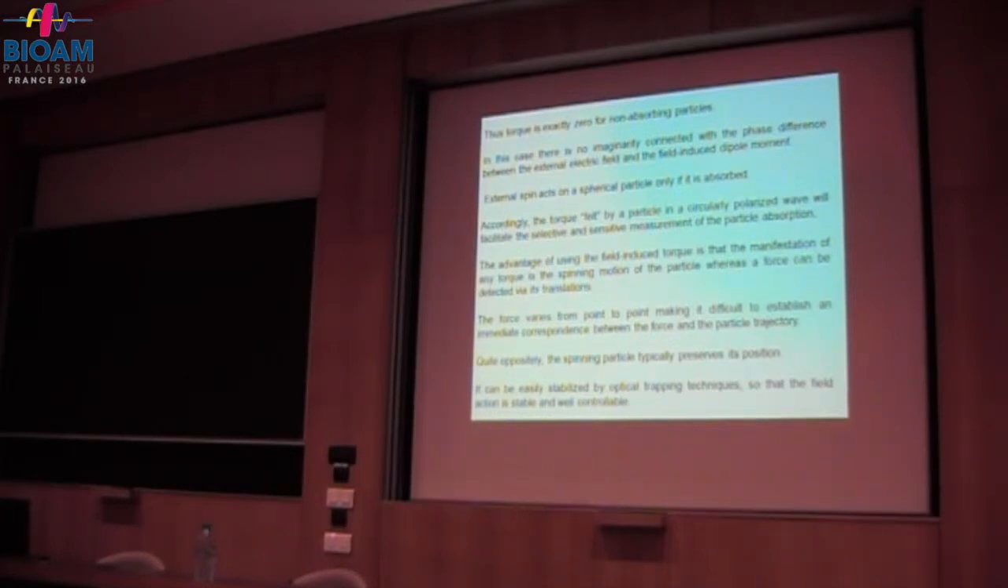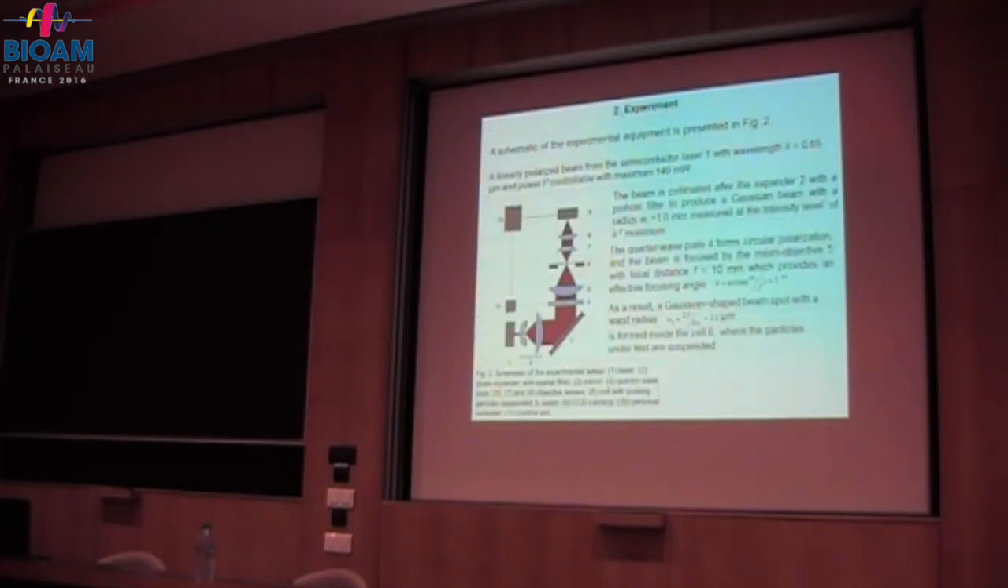The force varies from point to point, making it difficult to establish an immediate correspondence between the force and the particle trajectory. Quite oppositely, the spinning particle preserves its position. It can be easily stabilized by the optical trapping technique so that the field action is stable and well controllable. So let's start with the experiment.